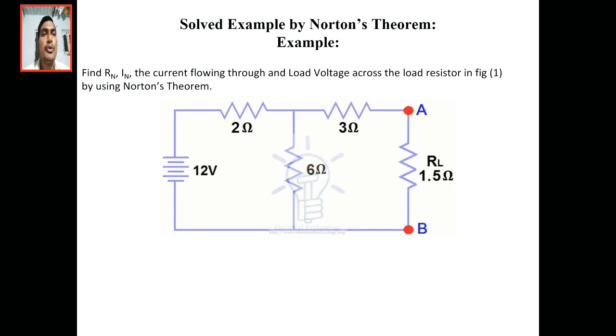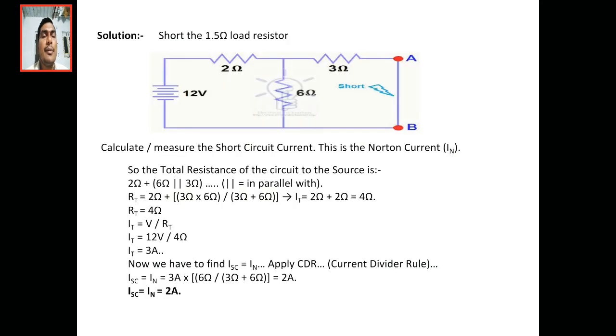First we have to remove the load resistance. Load resistance is the element in which we have to find the current. If a problem says find the current through the 6 ohms using Norton's theorem, then 6 ohms becomes the load resistance. Here I am considering 1.5 ohms as the load resistance. The first step is to remove the load resistor and short that element.